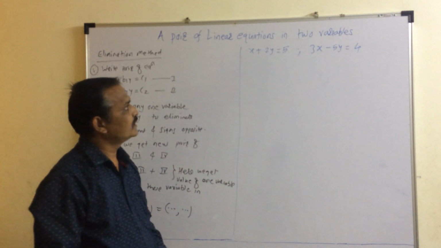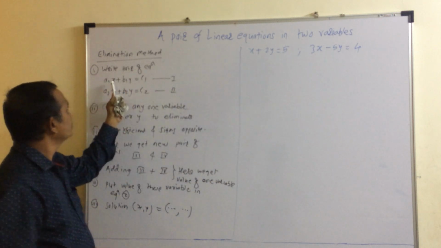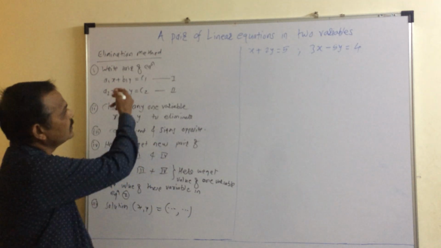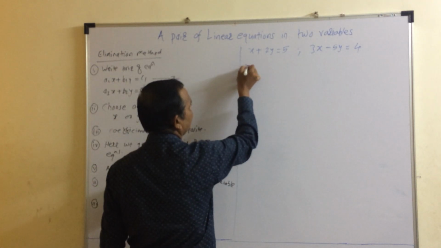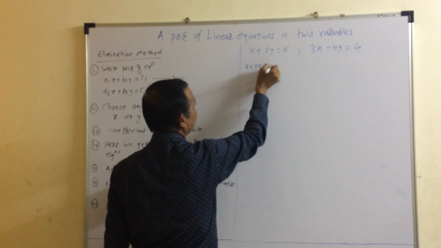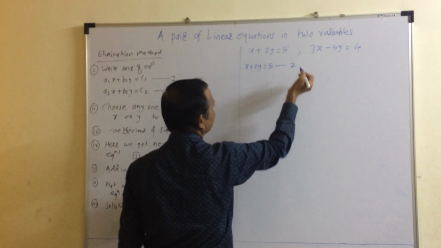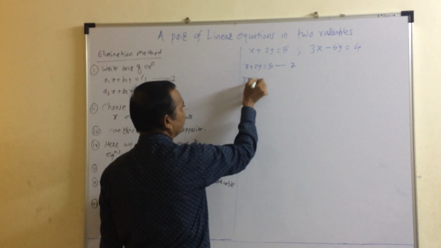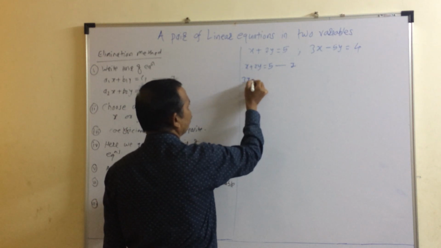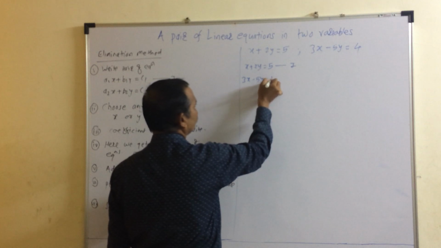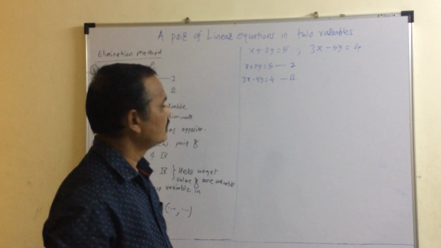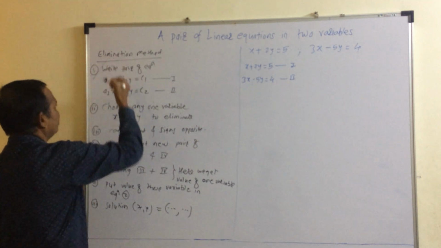Okay, now use the first step. Write the pair of equations in general form as we write here: x plus 2y is equal to 5. This is our first equation. Then 3x minus 5y is equal to 4 is our second equation. Now this step is done.